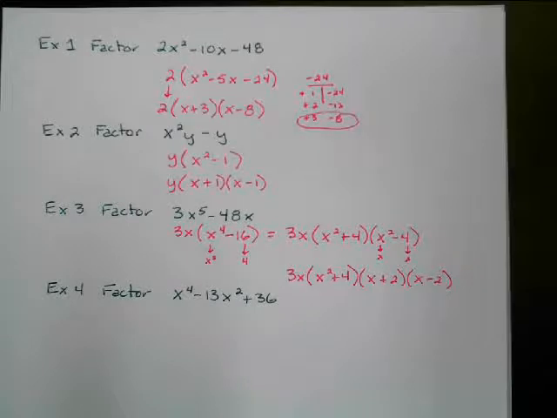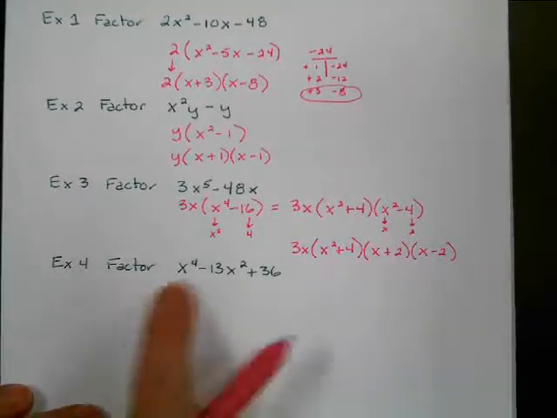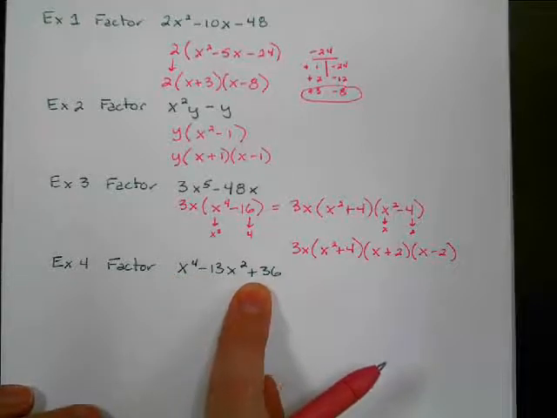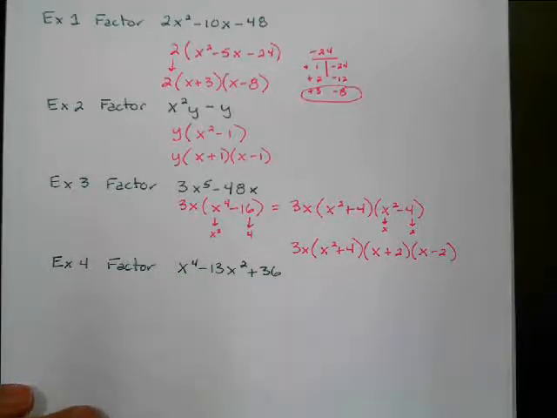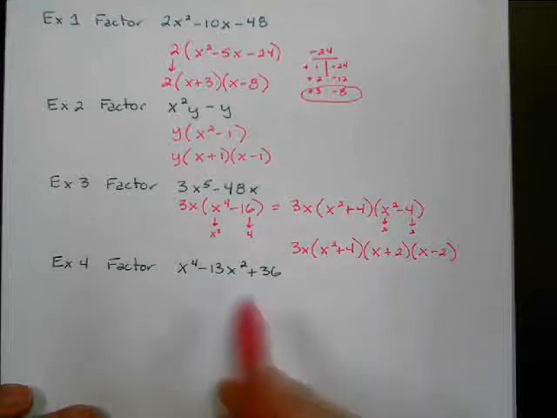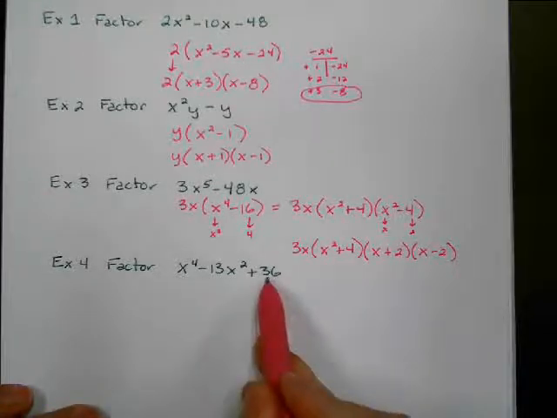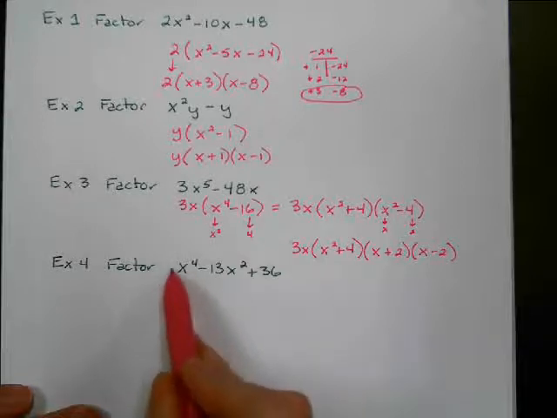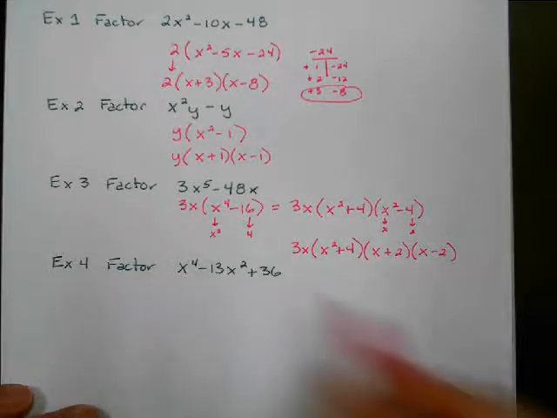All right, next one. Is there a GCF? No. Oh, that's different. There's not a GCF there. Okay. Well, how many terms are there? There's 3. So this is a trinomial. Is there a leading coefficient? Is there a number out front? No. So this is the type where I would do the t-chart.